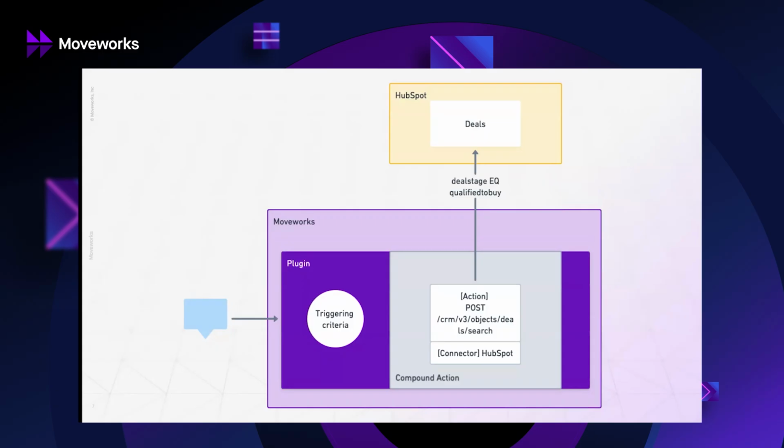The action is going to be to query or search for deals with some predefined parameters. In this case, deal stage is equal to qualified to buy. We're going to pull that directly from HubSpot using our HubSpot connector, and then we're going to format that data and return it to the end user.